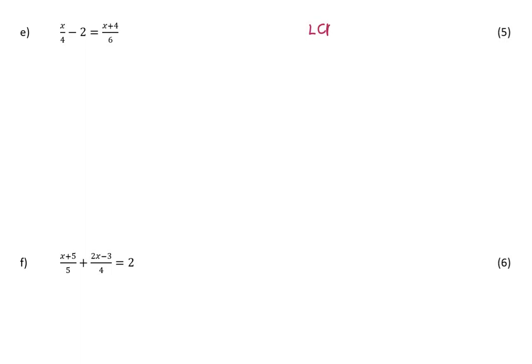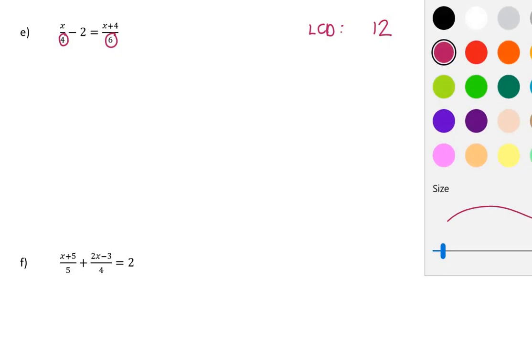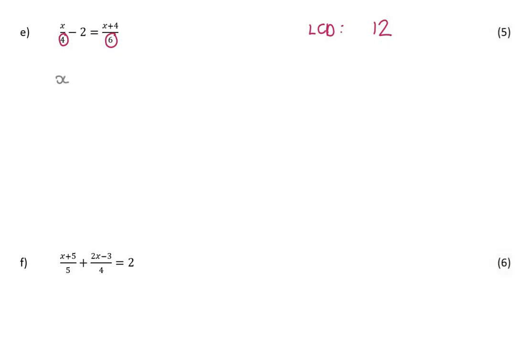Let's try another one. Again, 5 marks because it's quite a lot. The moment I see multiple fractions, I think LCD. What's the LCD of 4 and 6? Immediately I thought of 24, but hang on, 12 is probably the smallest number that both of those go into. It pays to find the smallest number because it means less simplifying later. So if I leave myself a little space to write this, I'm going to take every term and multiply by 12. Don't forget, every term multiplied by 12.